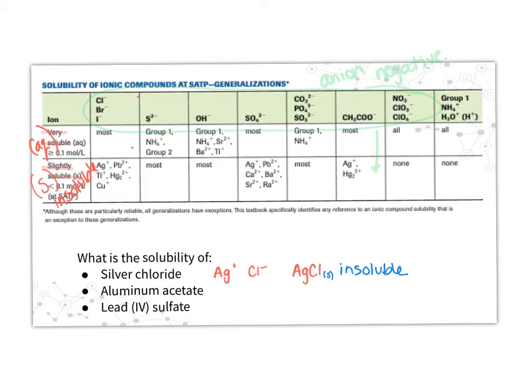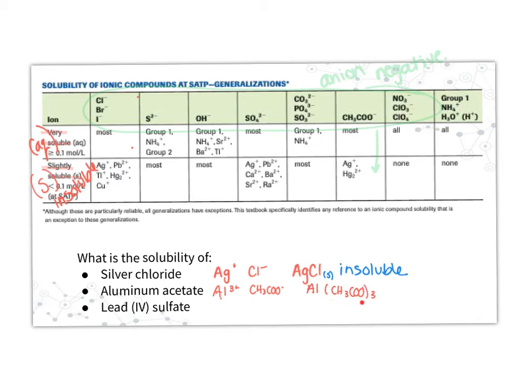Aluminum acetate. Aluminum, as an ion, is a 3+. Acetate is a polyatomic ion. So we need to find it in the polyatomic ions. It's the first one there: CH3COO-. So to balance charges, aluminum is a 3+ and acetate has a 1-. I'm going to need 3 acetates to balance aluminum's charge. I need brackets to put around my polyatomic ion, and let's check to see what its solubility is.